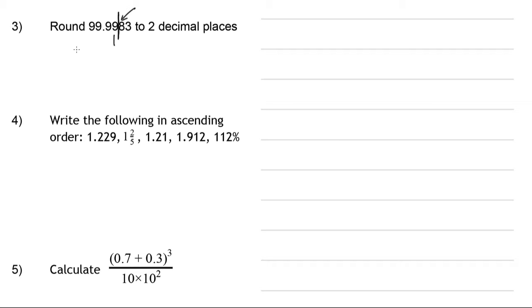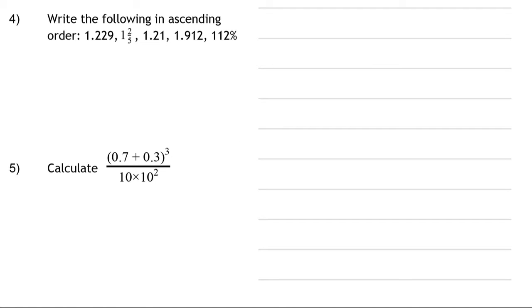And if you consider adding 1 to that left-hand side, we've got 9 and 1 is 10, carry the 1. 9 and 1 is 10 again, carry the 1. Stick that decimal in. 9 and 1 is 10, and 9 and 1 is 10. So this rounded to 2 decimal places would be 100.